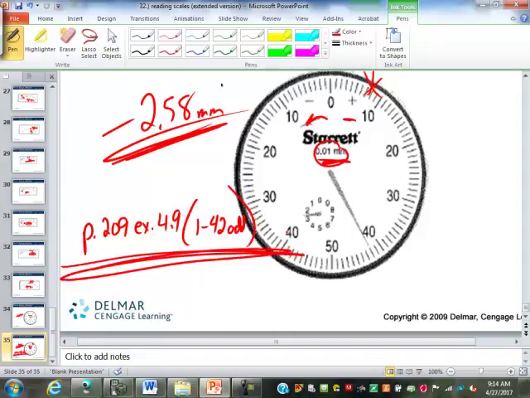So in your book, page 209, exercise 4.9, 1 through 42, the odds. Yes, we're going back to your book again, finally. No more packets and stuff to do. For now.